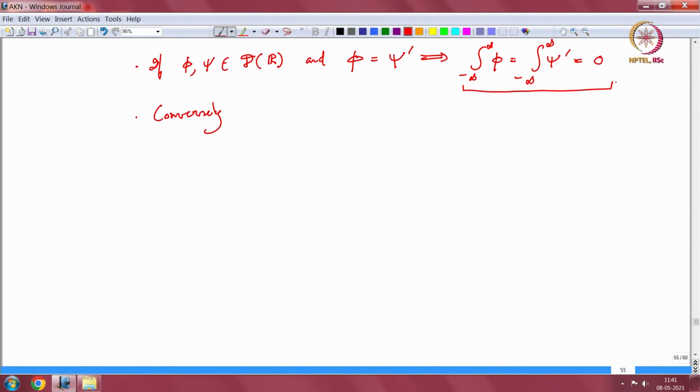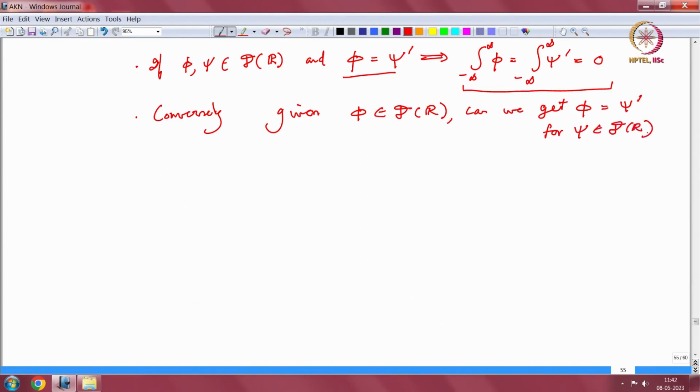So, you may need that minimum condition, and we are saying that this is the exact condition. So, given phi in D of R, can we get phi is equal to psi prime for psi in D of R? What the above says is that it is not always possible; you may need a minimum condition, and exactly that condition is enough.